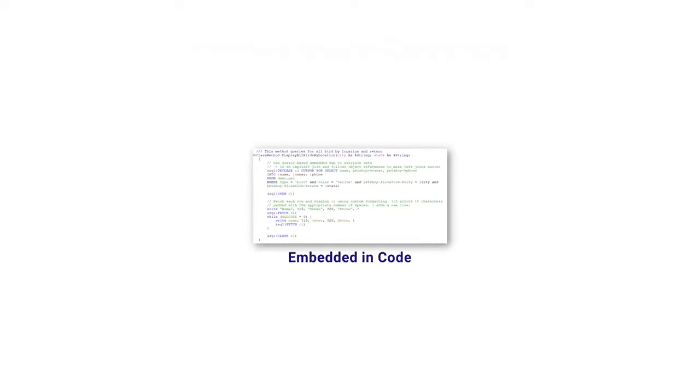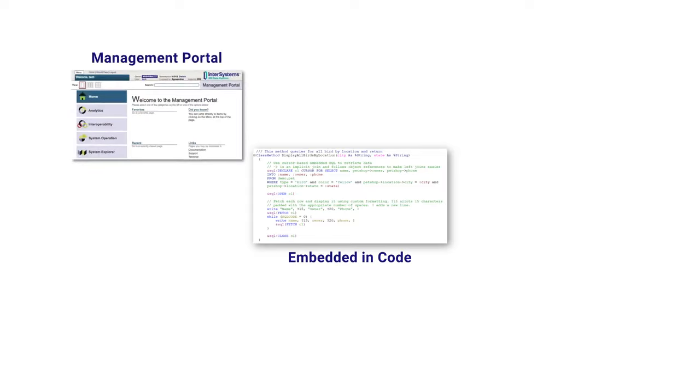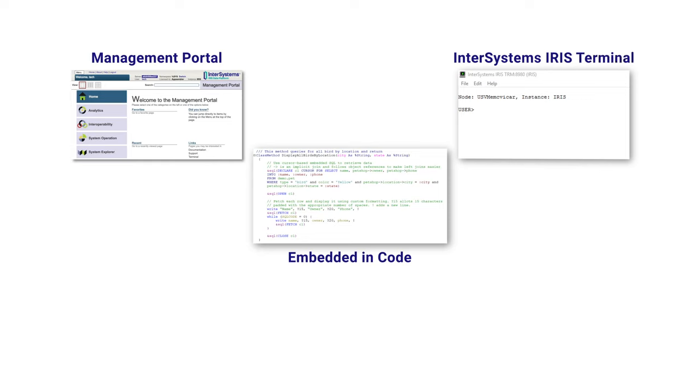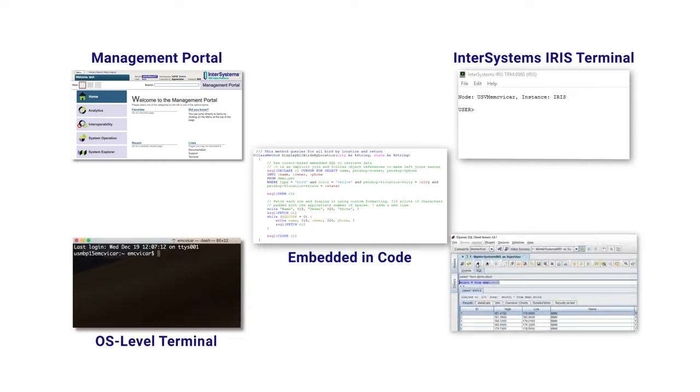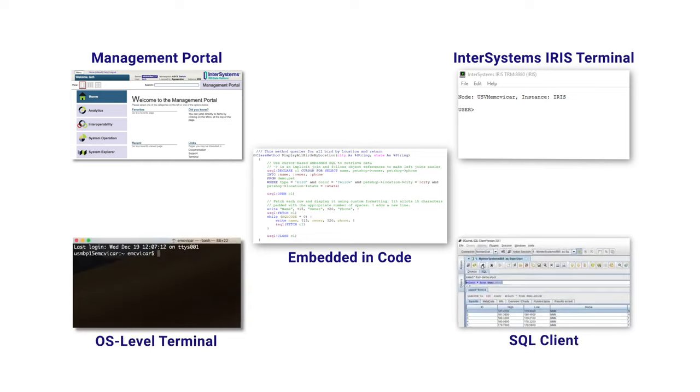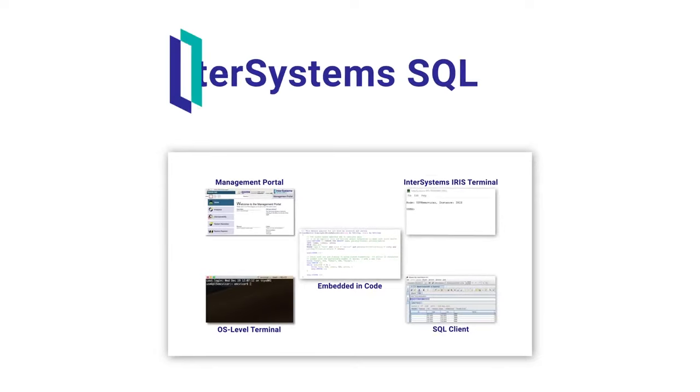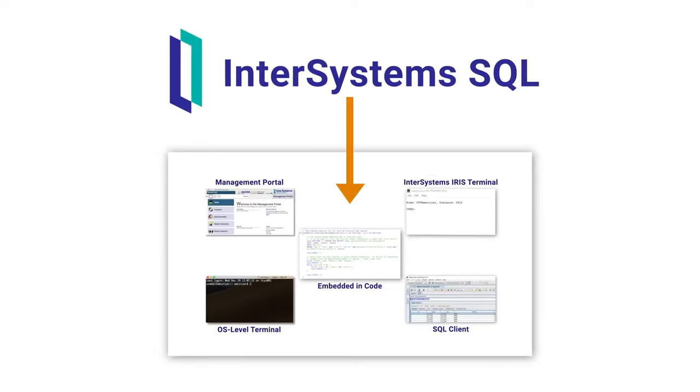You can leverage InterSystems SQL not only by embedding SQL code into your application, but also via the management portal and terminal in InterSystems IRIS, your OS-level command line, or your favorite SQL client. Connecting from any one of these options is quick and easy, and it will unlock your ability to relationally access data for your applications.